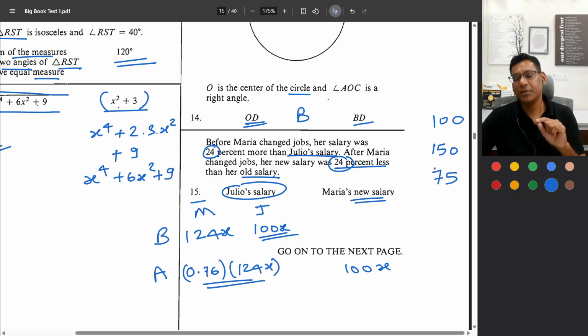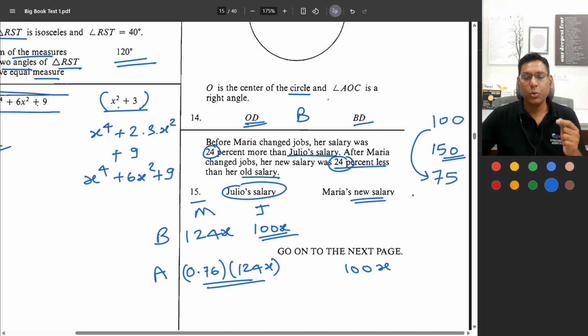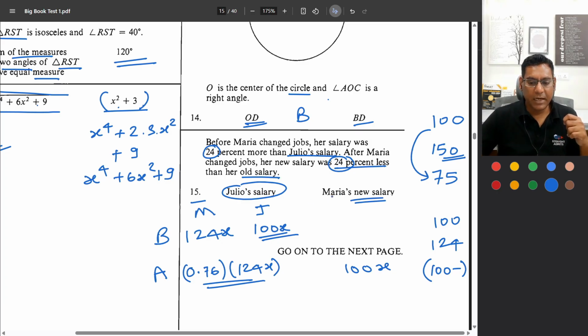Why is there a bigger reduction this time? That's because the base is bigger, right? So same thing would happen with 24 also. Even if I don't do the calculation, from 100 I get 124, but now 124 base is bigger than 100, so the 24% of that 124 is going to be more than 24. That means this number has to be something less than 100. You can do the calculation and figure out. So this number is less than 100. That means Maria's new salary is in fact lower than Julio's salary. So the answer here is going to be A.